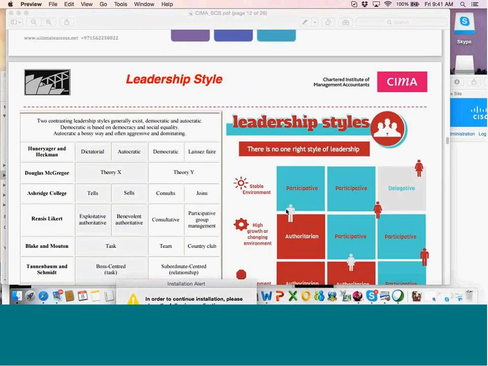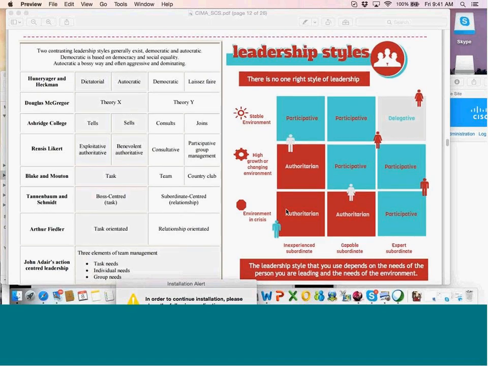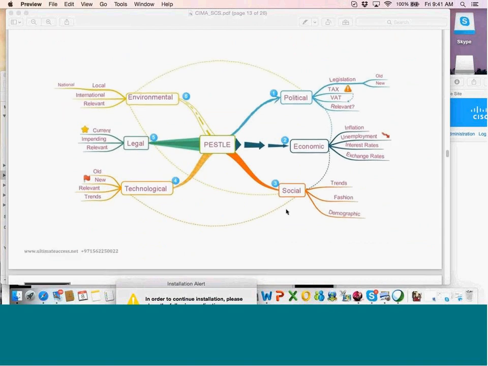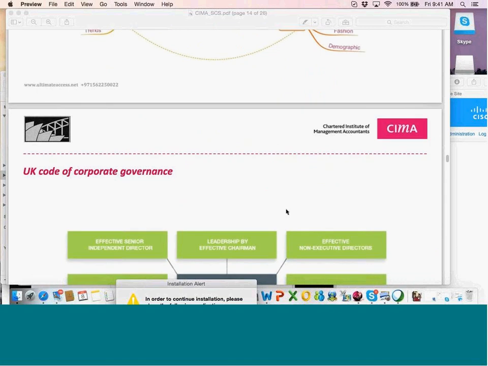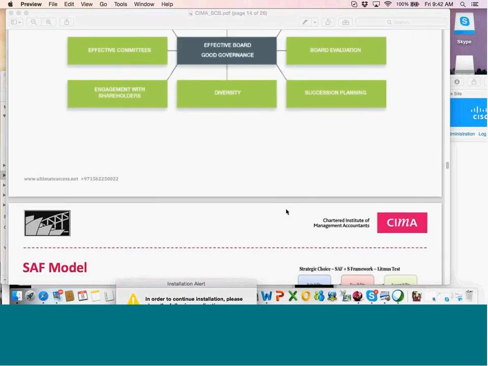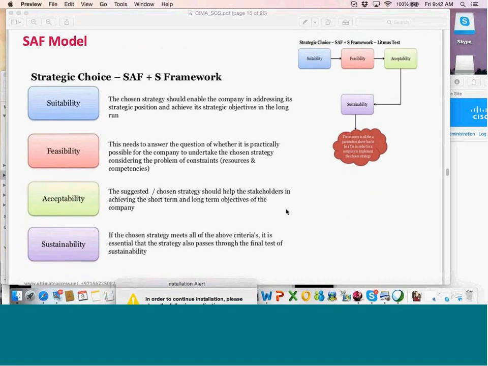Of course, the different leadership styles we talk about, that you need to apply. Then there is corporate governance: how you perform as a big company, the corporate governance expected of you as a good corporate citizen. And the SAFe model, a key model. Are you familiar with it? Yes. It's not about the model alone, it's the application of it.